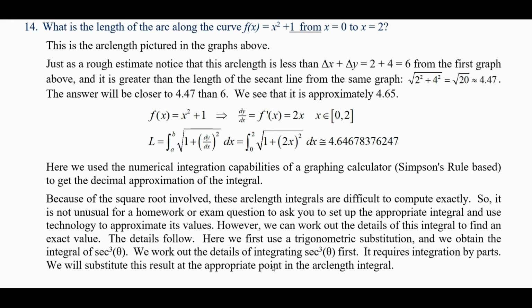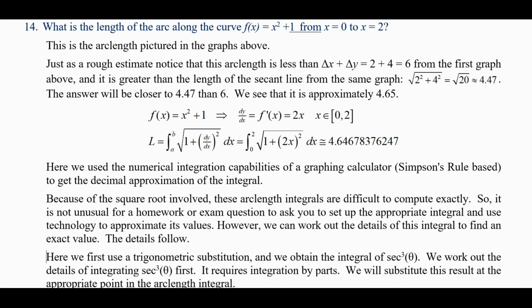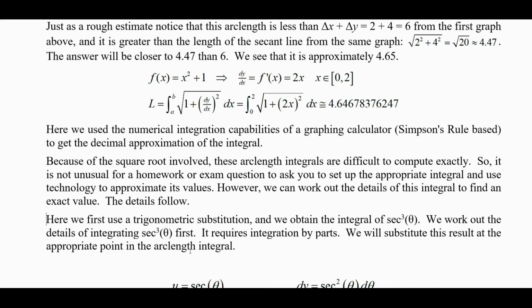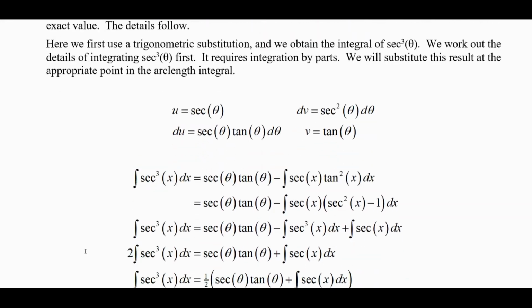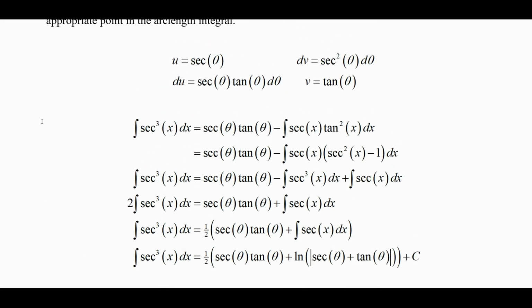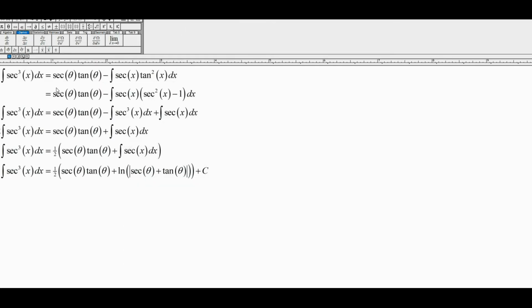Here we first use a trigonometric substitution, and we obtain the integral of secant cubed of theta. And we're going to work out the details of just getting the antiderivative of secant cubed of theta first. It requires integration by parts, and then we'll substitute this result at the appropriate point in the arc length integral. So let's see, here's the integral of secant cubed. So we want to do the integral of secant cubed of theta, those should be all thetas, no x's here.